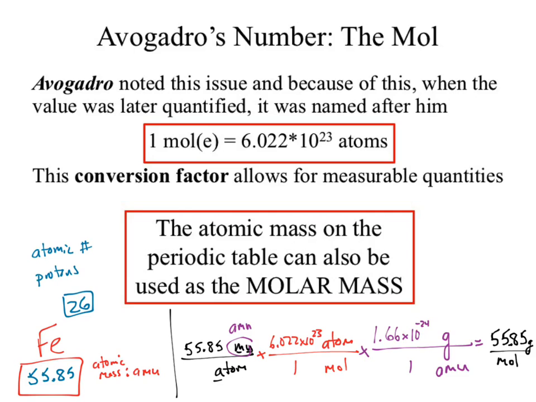That takes our atomic mass on the periodic table and now turns it into a molar mass, a gram value that we can actually measure on our balances. That's why we used Avogadro's number. How do you find that out? How did they find that out? Through a series of reactions and studying gas.